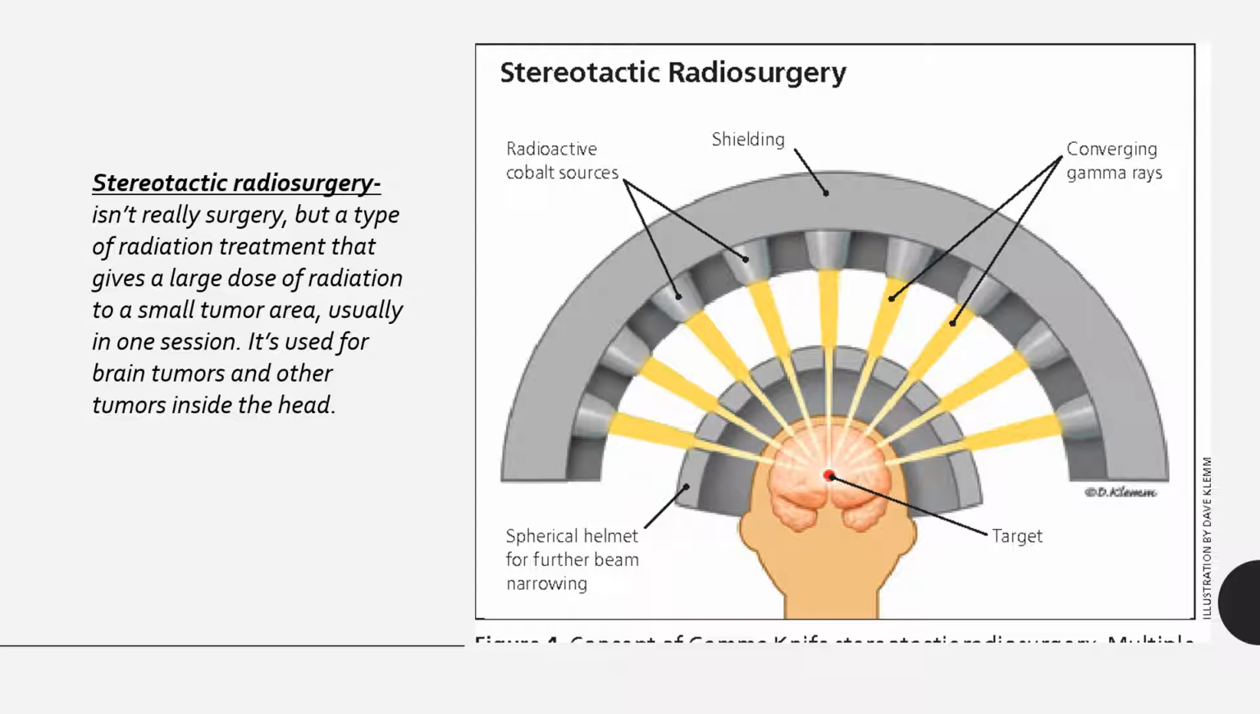Next, we have stereotactic radiosurgery. It isn't really a surgery, but a type of radiation treatment that gives a large dose of radiation to a small tumor area, usually in one session. It's used for brain tumors and other tumors inside the head. In some cases, a head frame or shell may be used to help keep the patient's head still when using stereotactic radiosurgery. Once the exact location of the tumor is known from brain scans, radiation is sent to the area from many different angles. The radiation is very precisely aimed to affect nearby tissues as little as possible.